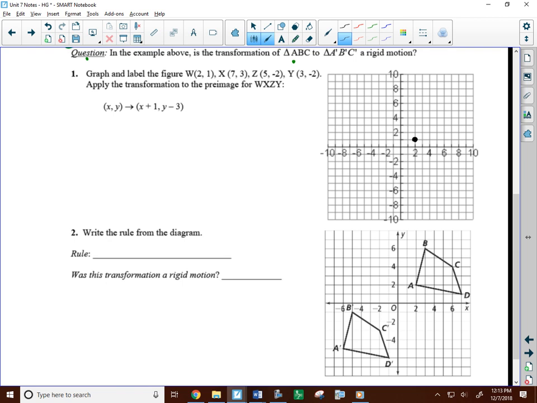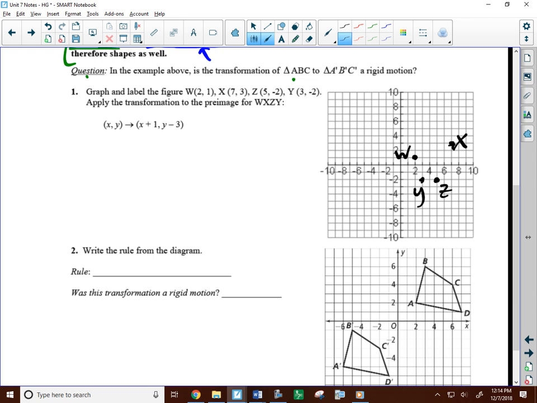So let's graph this quadrilateral. We've got 4 points. So there's W, (2, 1), then 7, 3. That's X. Then -2 is Z, and then (3, -2) is Y. Wait, do you have to write that to do those points and the transformation? This is the original. So here's the given figure, and then we're going to apply this transformation, that rule, to this. Does that answer your question?